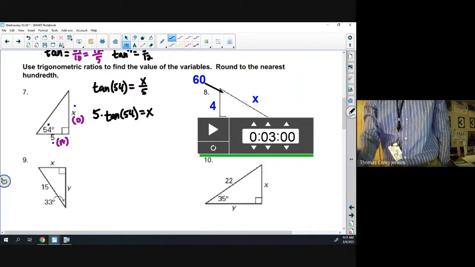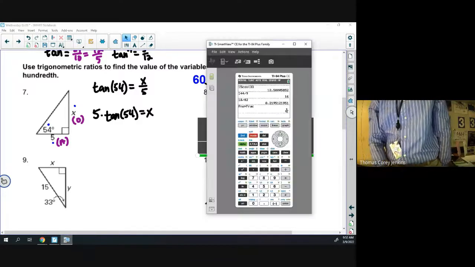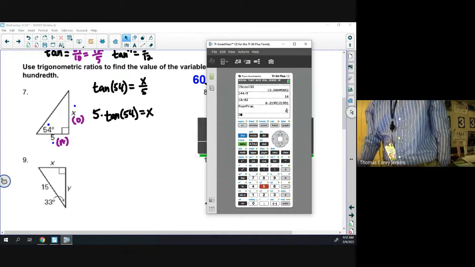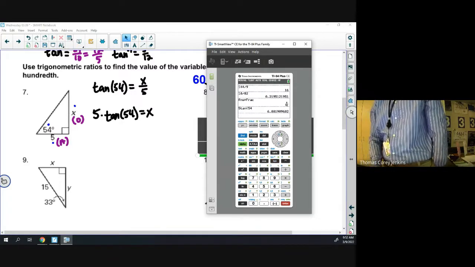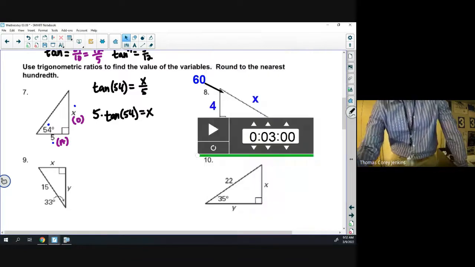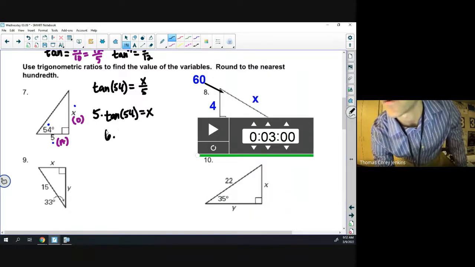Okay, so now we just type it just like it looks. So 5, then tan is just to the left of the caret key. So 5 tan, and then 54 should give you 6.88 about. So about 6.88.